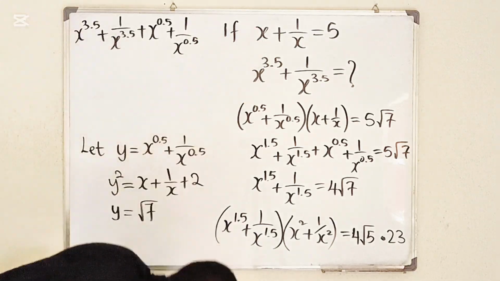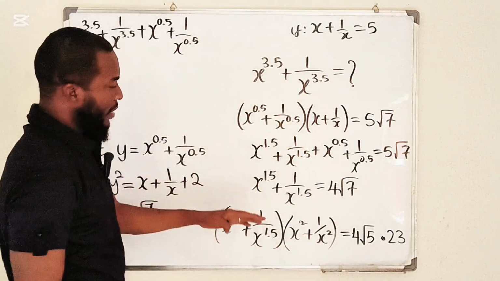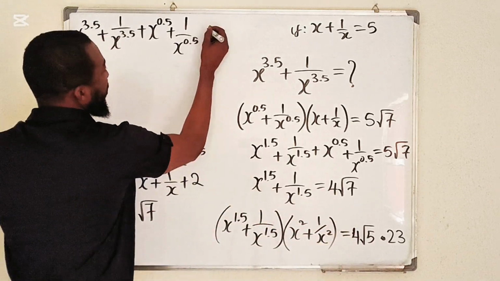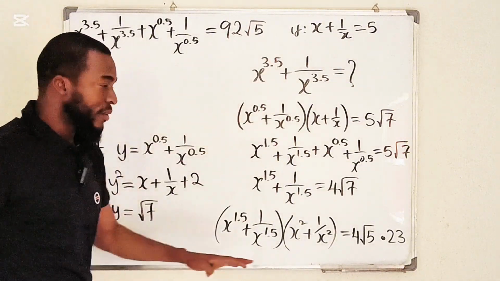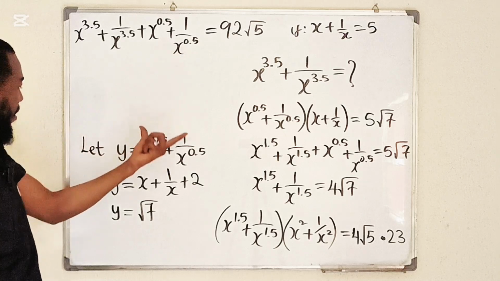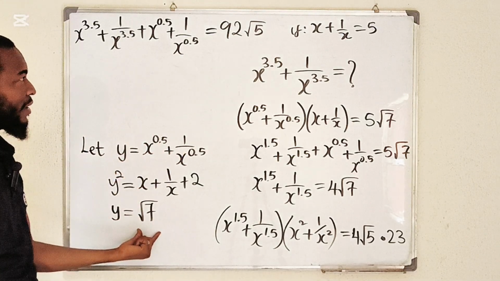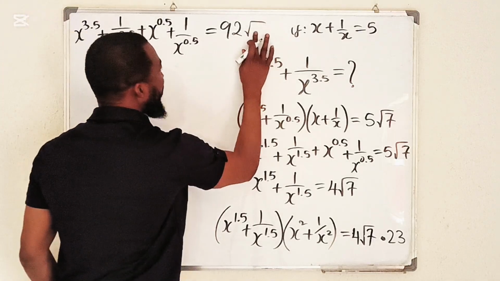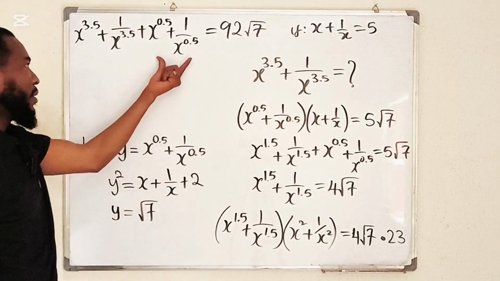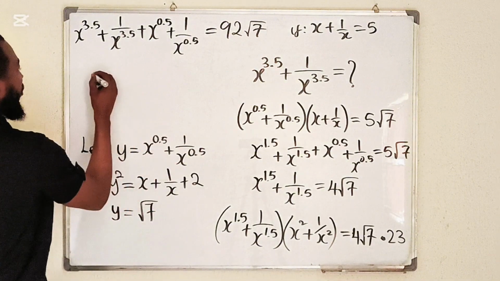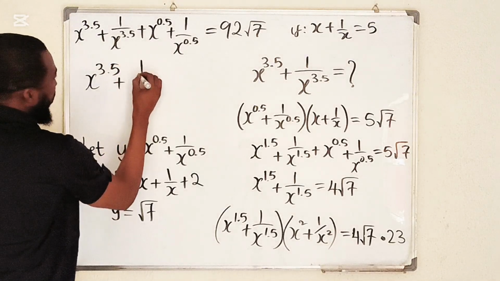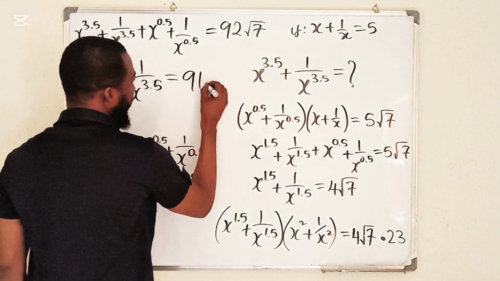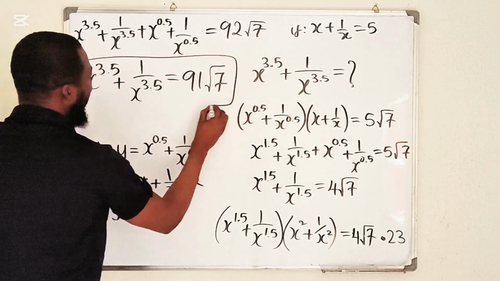Let me just shift it to the other side. All right. If you multiply this, you have 4 times 23 will give us 92 root 5, right? That is the product. But we still have this. What is this? Can you remember? It is equal to y, but y is root 7. Sorry, this should be root 7. So this is root 7, right? Take it to the other side, it becomes negative. So the whole of x raised to the power of 3.5 plus 1 divided by x raised to the power of 3.5, which we are looking for, is equal to 92 minus 1 is 91 root 7. This is our final answer.